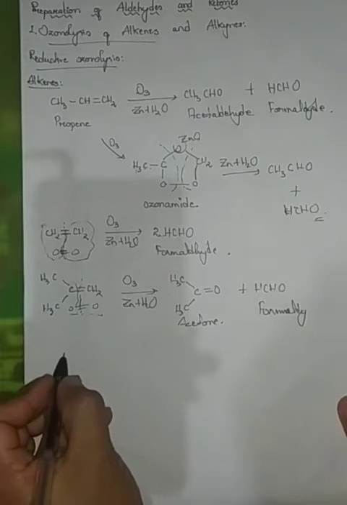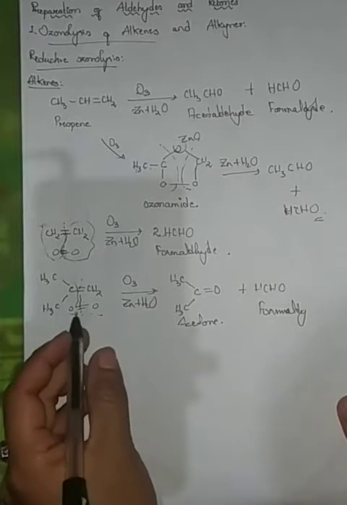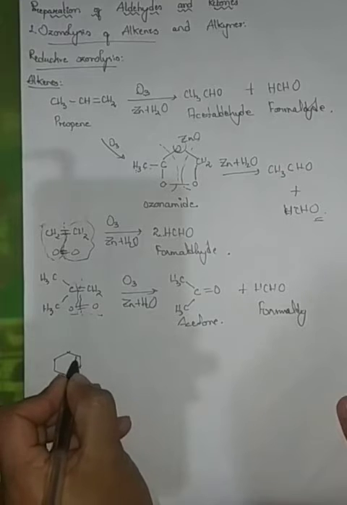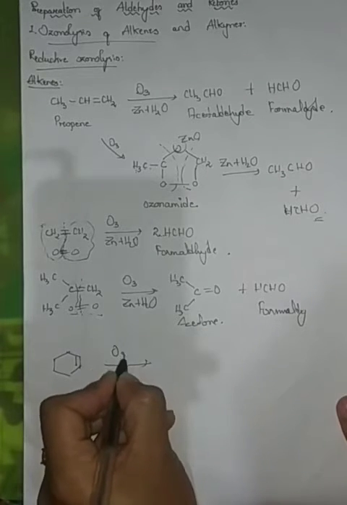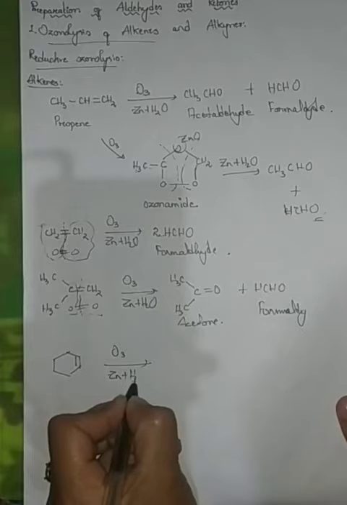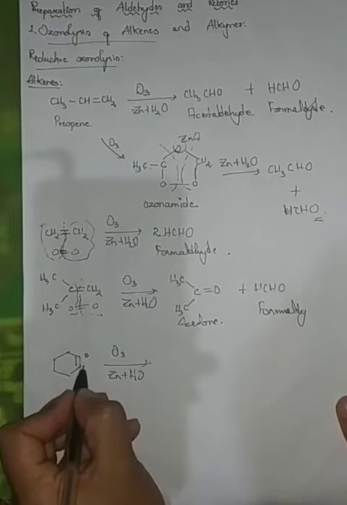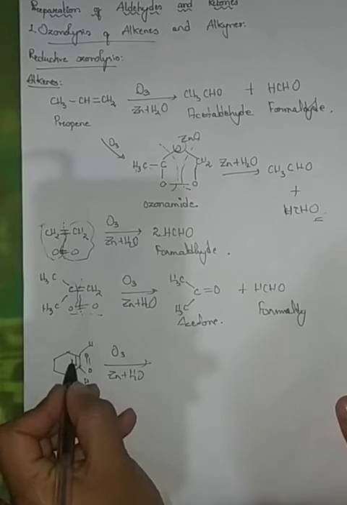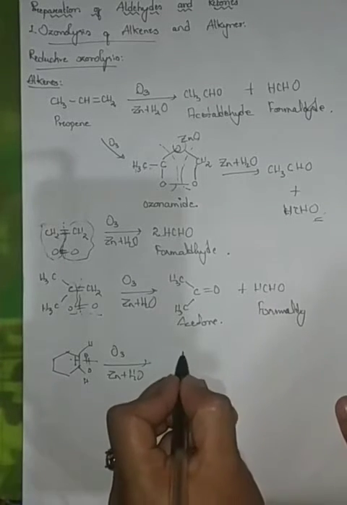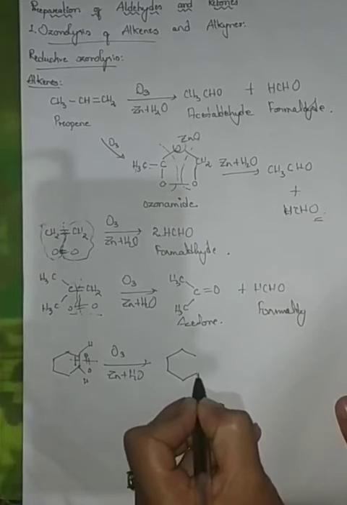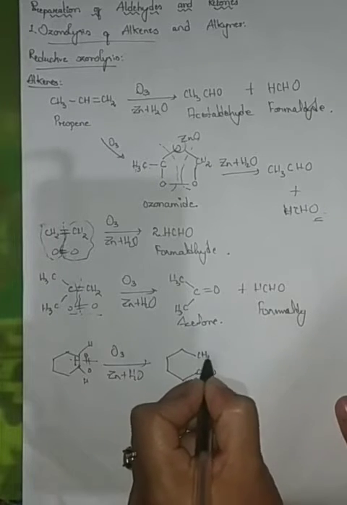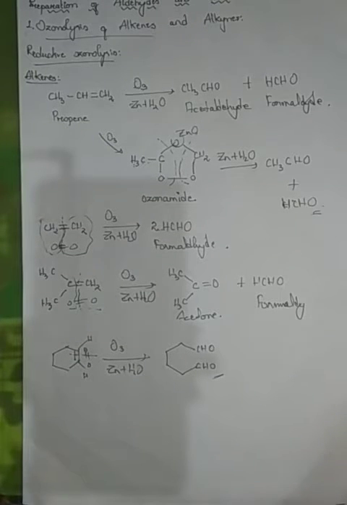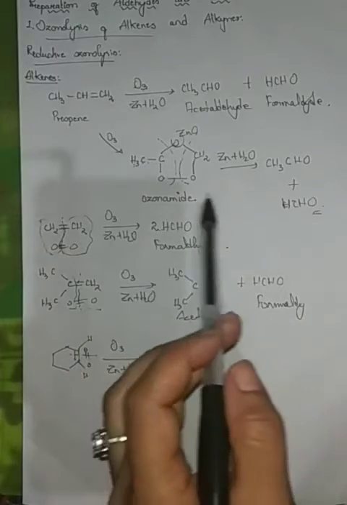Now for another example, we need O3 and Zn plus H2O. The same method can be applied here. We know that there's an H here, and double bond oxygen. Just break the bond in this way. Therefore, we'll be getting CHO in this process. So for all the reductive ozonolysis reactions, the actual mechanism occurs in this process.